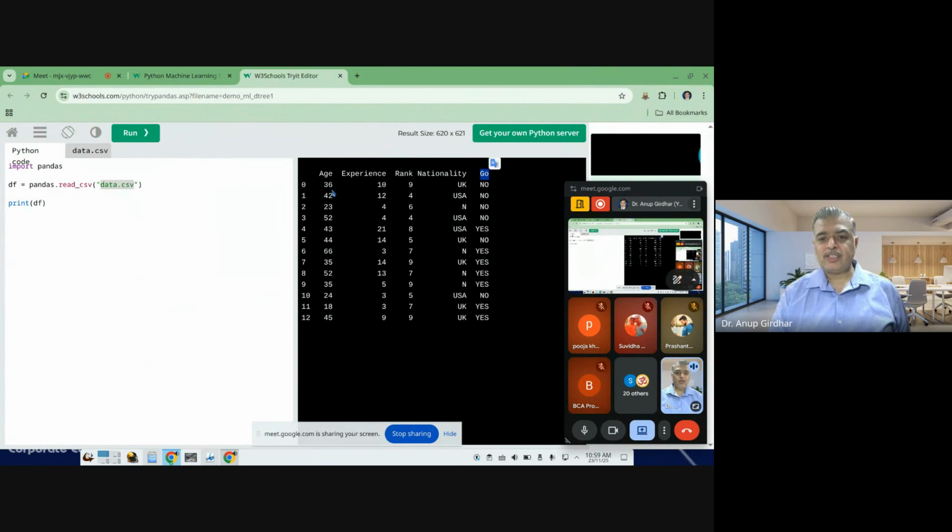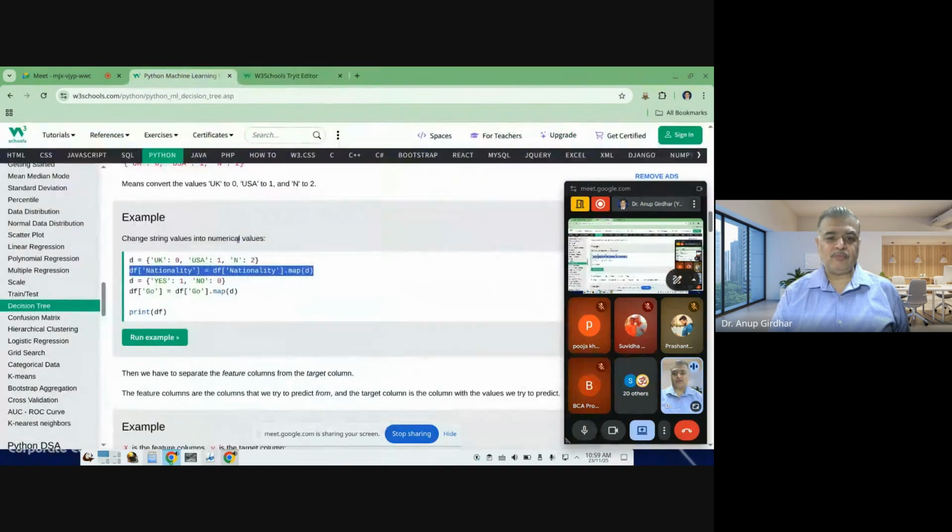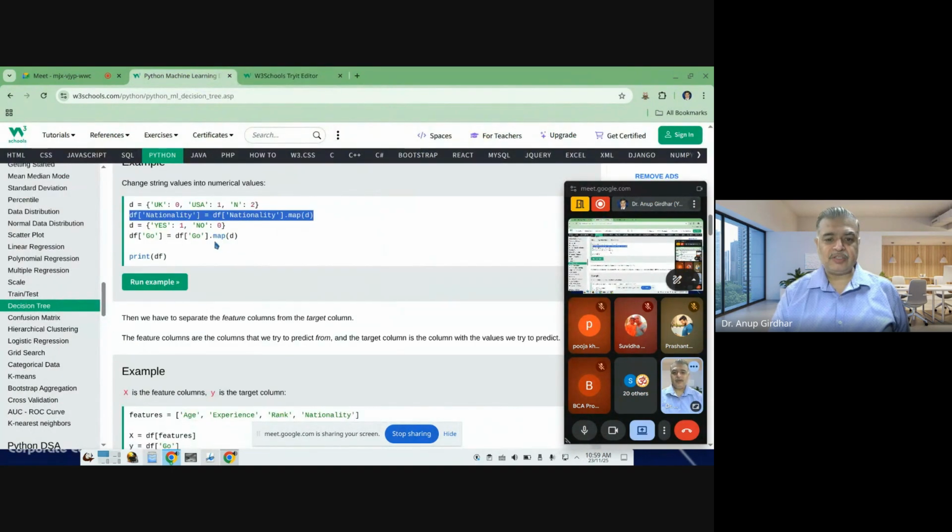So age is numeric, experience is numeric, rank is numeric, and only nationality and go, these two columns, are not numeric. So we have to map it. We have to do a transformation of this data, right? So transform that data, and let's say 1 is for yes, and 0 for no. We'll convert this part by using a mapping. So simply you can map your data and convert your data.